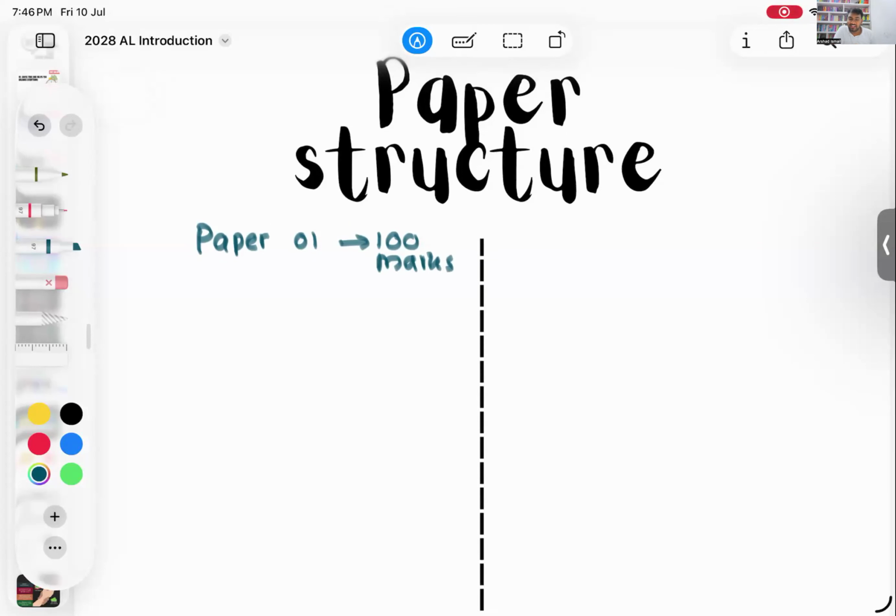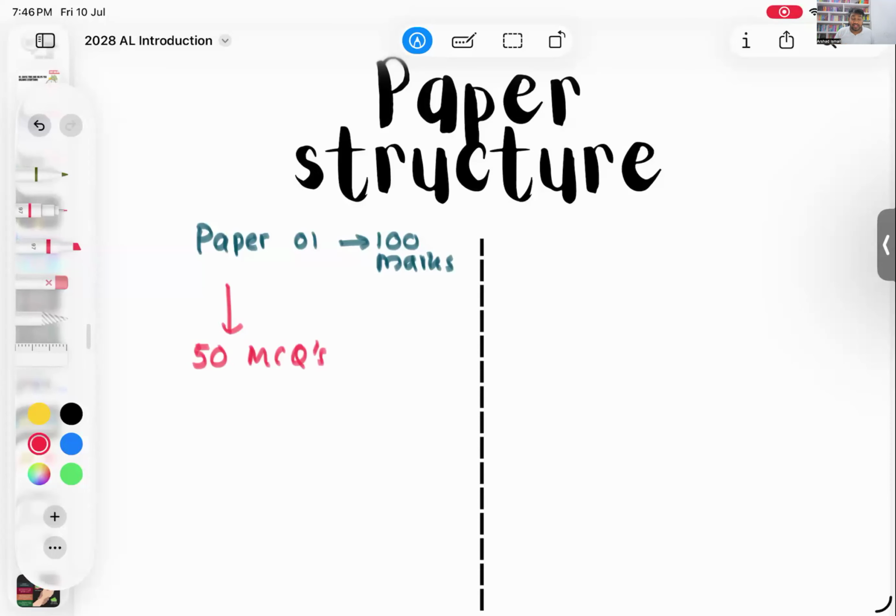It's different from your other 2 subjects. In paper 1, out of this 100 marks, you know how the paper is broken? You have 50 MCQs. So there is no fill in the blanks, there is no short answer, nothing. All are MCQs.